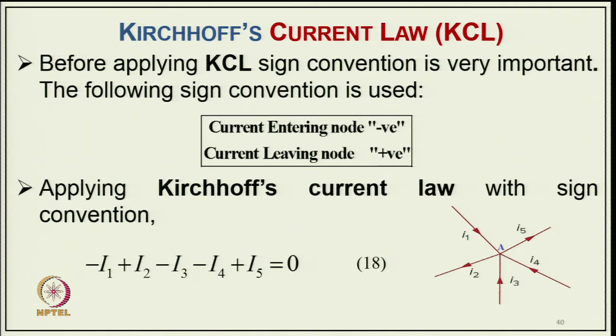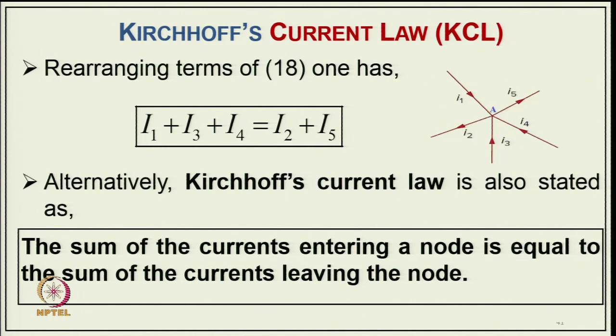Applying Kirchhoff's current law with the sign convention, because I1 is entering, we write it with a minus sign. So minus I1 plus I2 is leaving, minus I3 current is entering, minus I4 current is entering, and plus I5 current is leaving, equal to 0. So the sum of all currents is 0 here, and we can rearrange it. All the entering currents will be equal to all the leaving currents. So I1, I3, I4 are entering, so I1 plus I3 plus I4 will be equal to the leaving current, that is I2 plus I5.